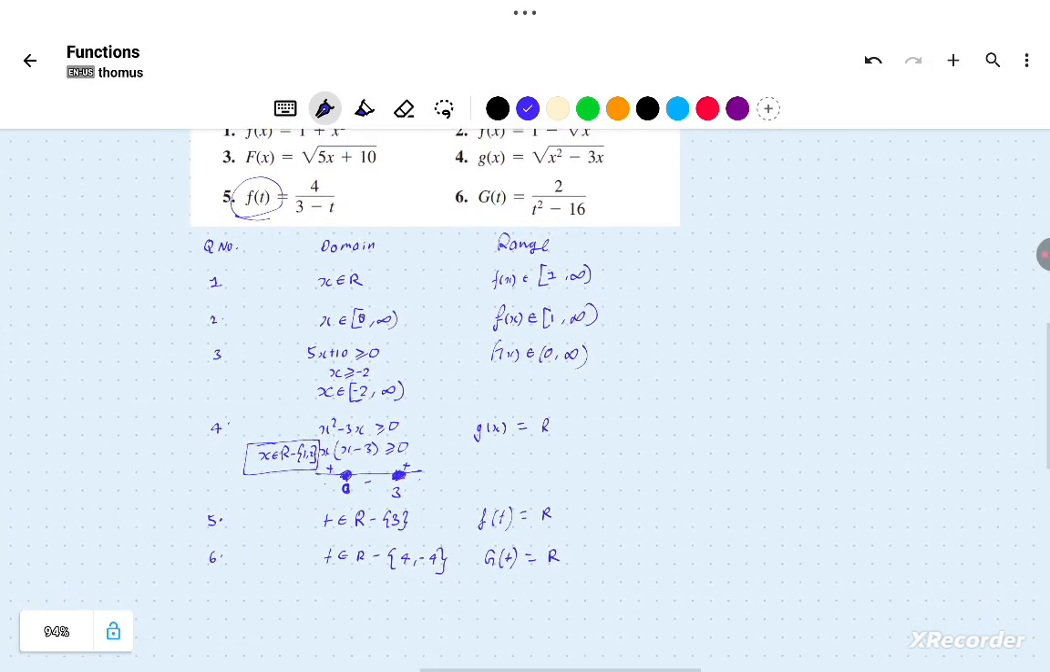6. Again here, this should not be 0. Therefore, my t is just plus minus 4. And my g(t) will be all real numbers. That's it.